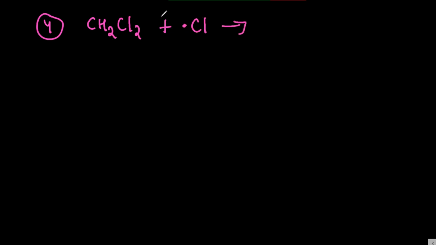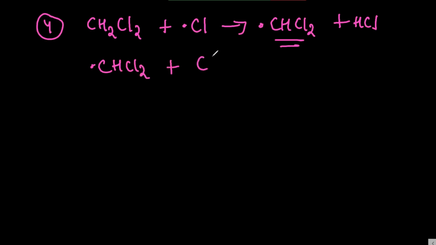And this radical again will take away the hydrogen and it will form the CHCl2 radical with HCl. This is not going to stay quiet. So the CHCl2 radical will react with the leftover chlorine to form CHCl3 plus a Cl radical.